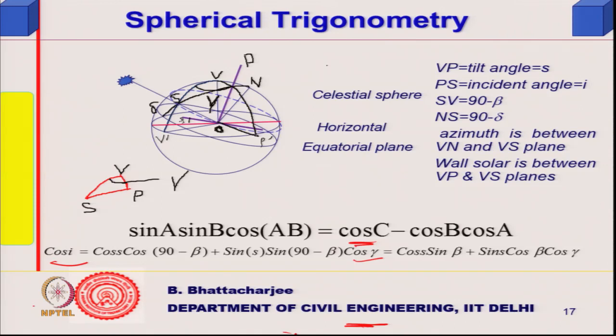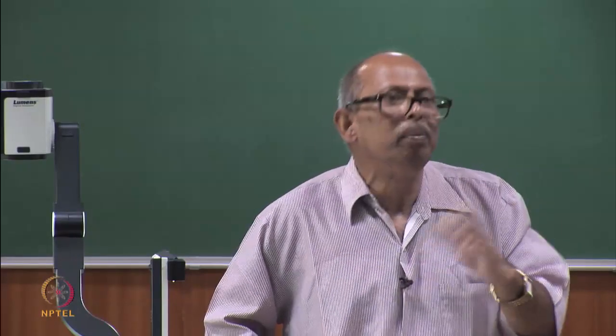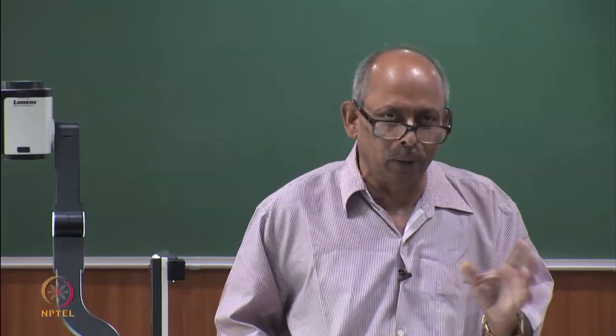Tilt angle is for the tilt of the surface. Now, supposing it is a horizontal surface, what will be the value of tilt angle? S is 0. So, this sin term goes away. What remains is simply sin beta. So, for a horizontal surface, cos I is simply equal to sin beta.